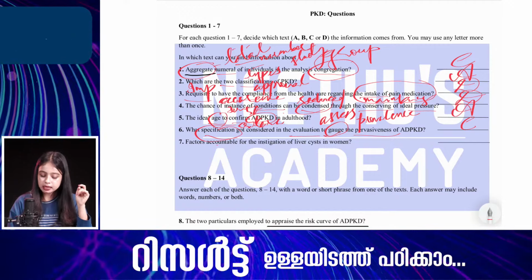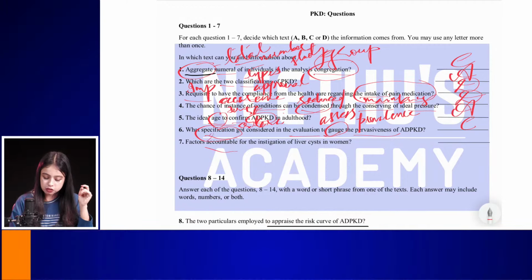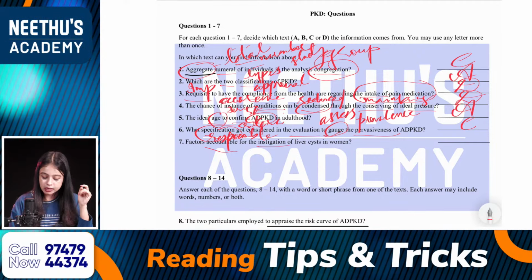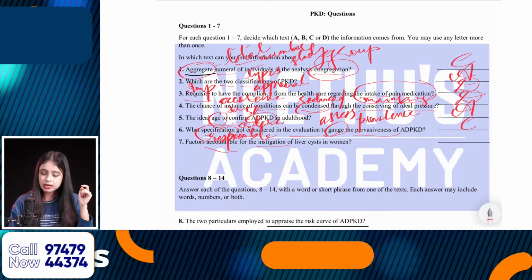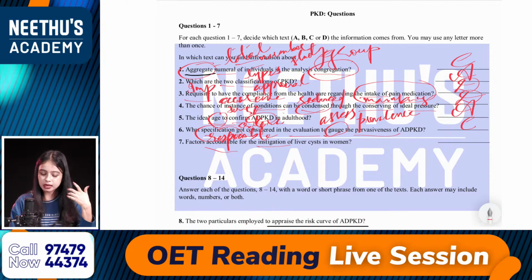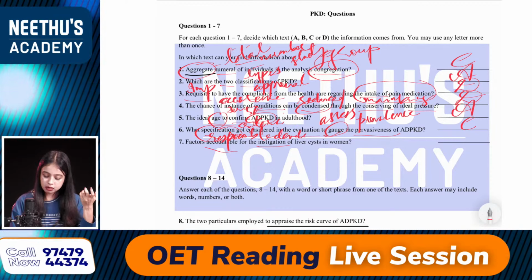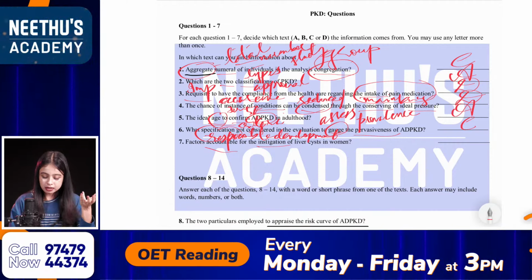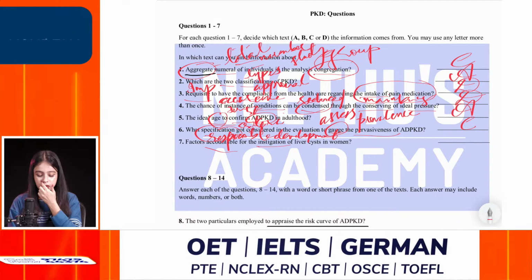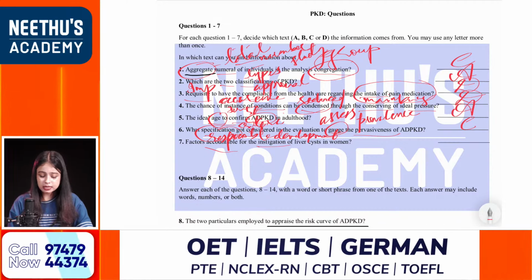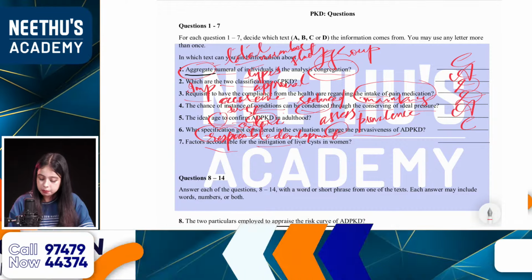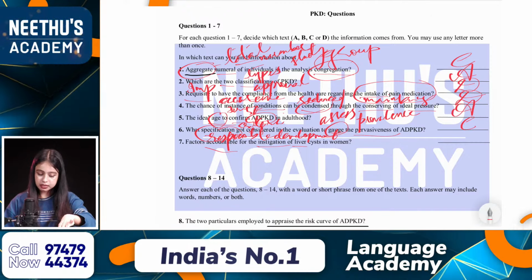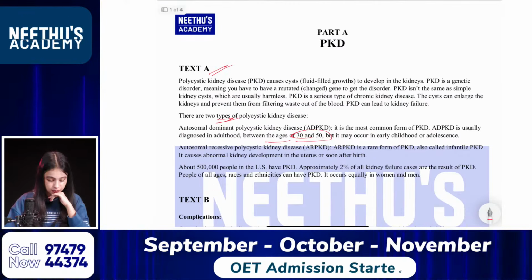Seventh one, factors accountable for. Accountable, responsible. Factors responsible for the instigation of. Okay, instigation. What is instigating? Instigation, which means development. Okay, I hope it is clear. I think that you guys can read it very clearly. So, factors responsible for the development of liver cyst in women. Direct answer. So, where is this liver cyst mentioned?